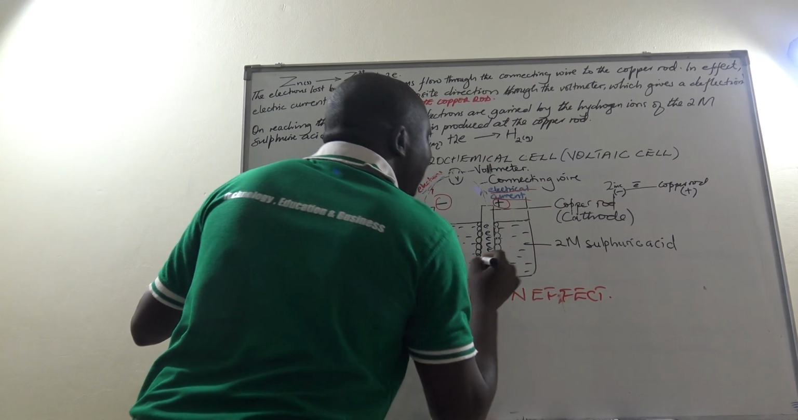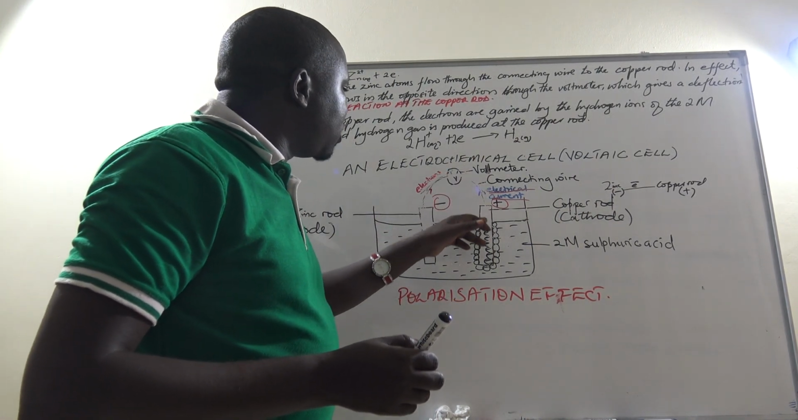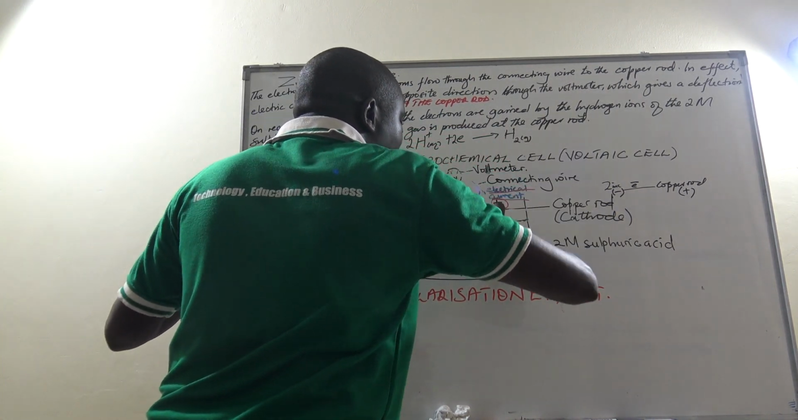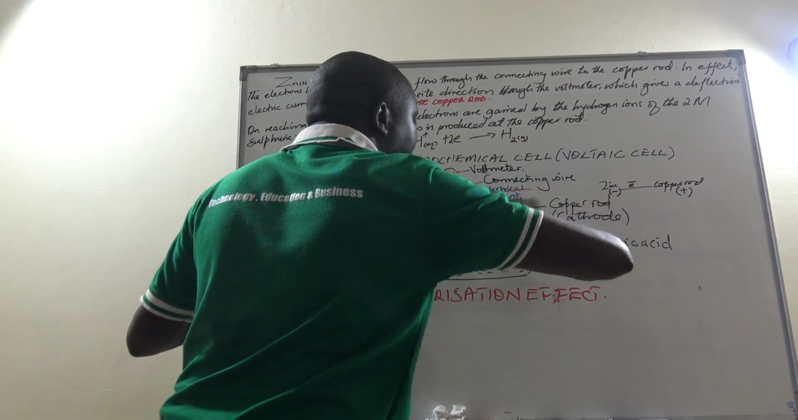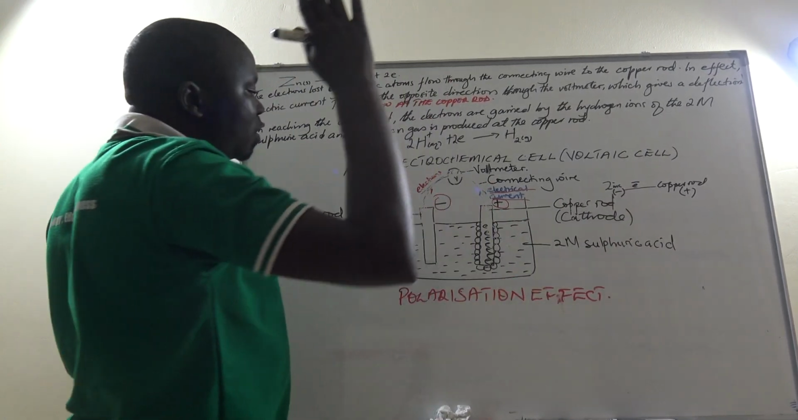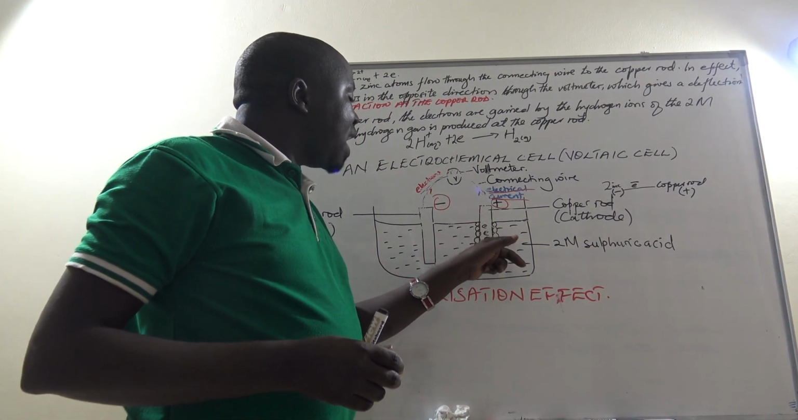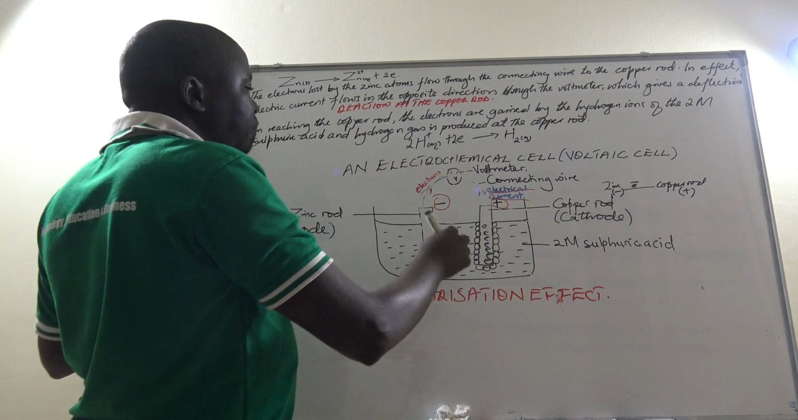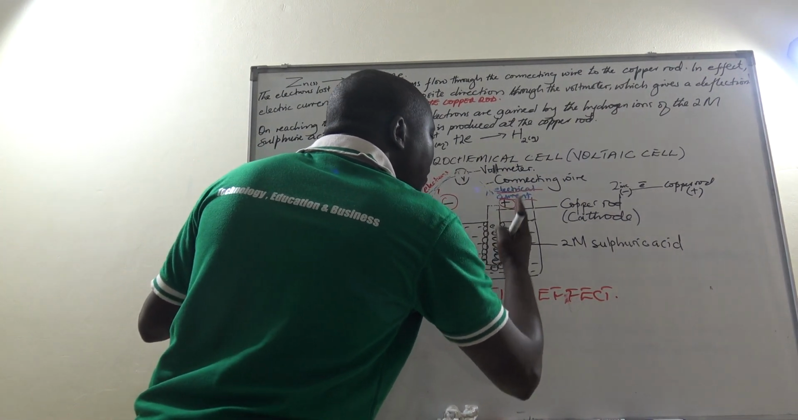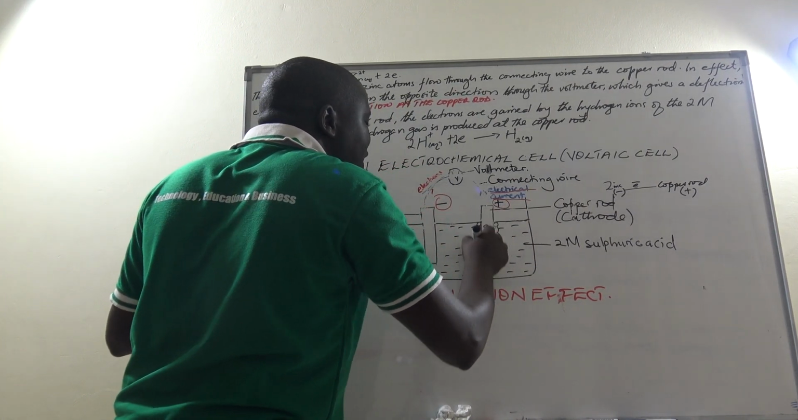So the end result is that there will be the suppression of the flow of electrons, because we expect electrons to move here and reach here, and reaching here, they are constantly supposed to be picked by the hydrogen ions of the dilute sulfuric acid. But if those electrons cannot be picked by the hydrogen ions of the dilute sulfuric acid, that means that they will have to accumulate here because they cannot be accessed by the hydrogen ions because of the presence of the bubbles of hydrogen gas.